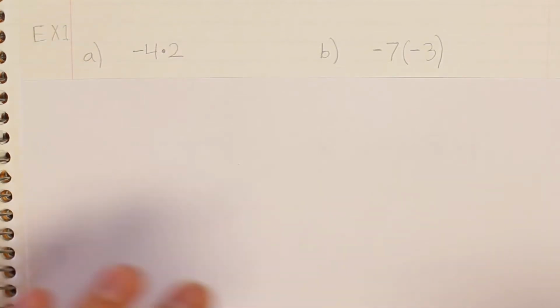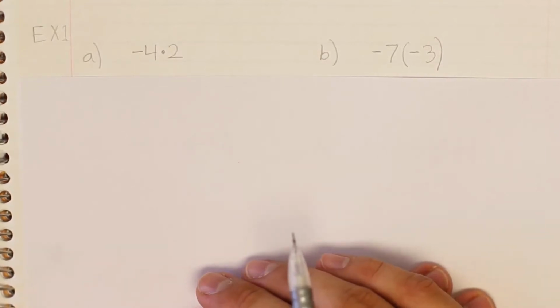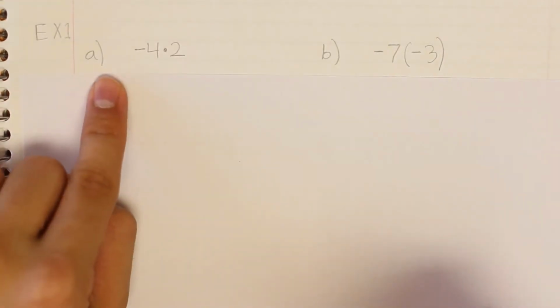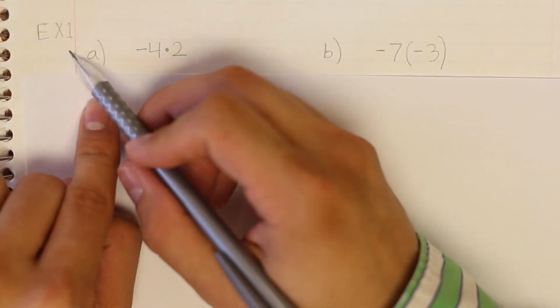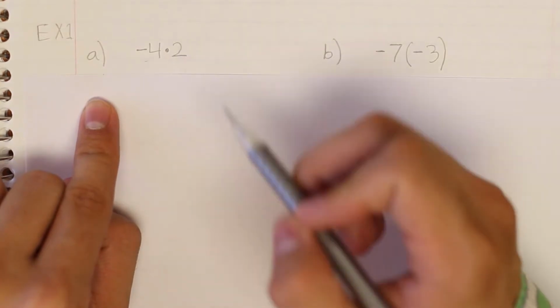So for our first example, we're going to be taking a look at two problems. Now remember, we're multiplying and dividing integers. First, we're going to look at multiplying. Integers are both positive and negative numbers. So for the first numbers, we're going to look at example 1a. And right here we have negative 4 times 2.